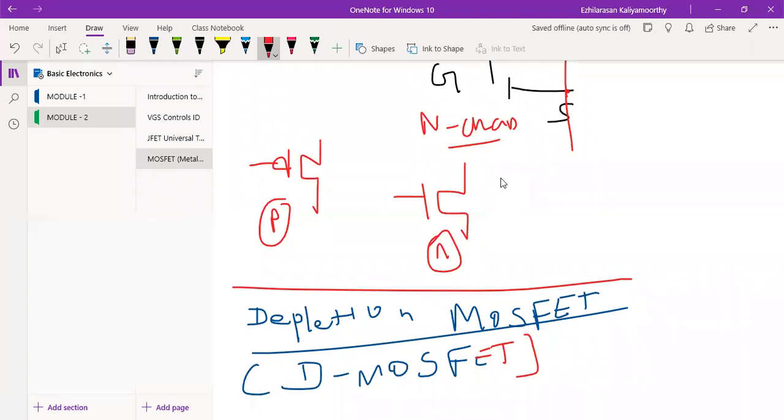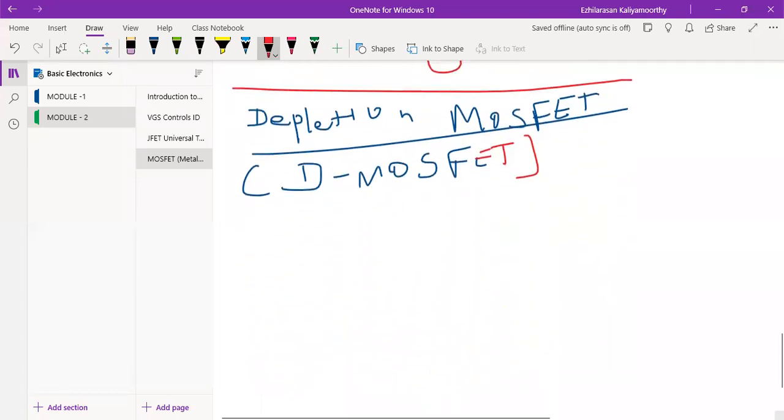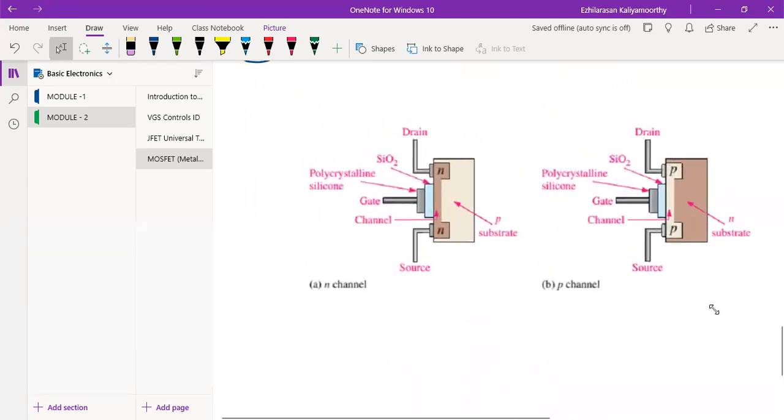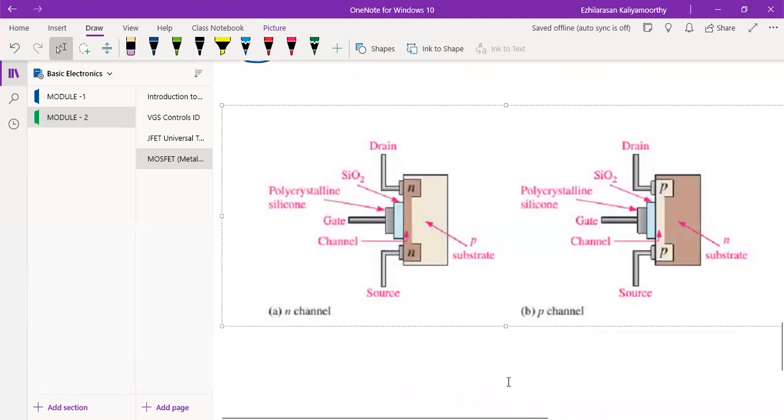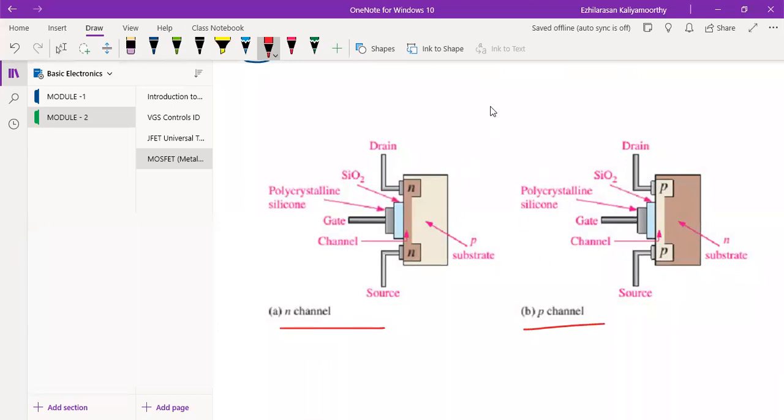For depletion, let us see the N channel and P channel, how the diagram will be first. The basic structure of a transistor in the depletion region, or depletion MOS transistor. See this. This will be your N channel. This is your P channel. Two things we are showing. Now, enhancement and depletion both look the same, but you see the only difference here.